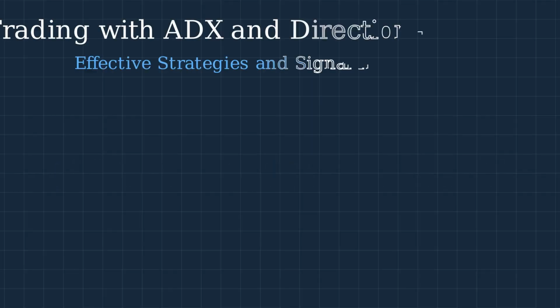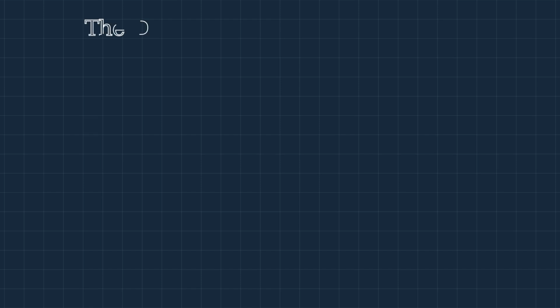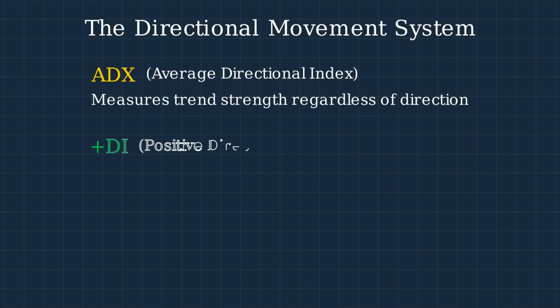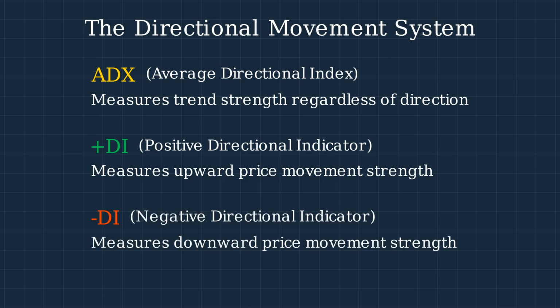Let's explore how to effectively trade using ADX and its directional movement indicators. The directional movement system consists of three key components: ADX, which measures trend strength, plus DI, which measures upward price movement, and minus DI, which measures downward price movement.